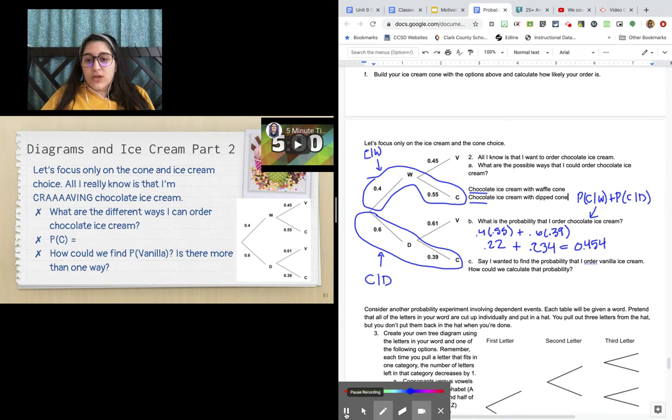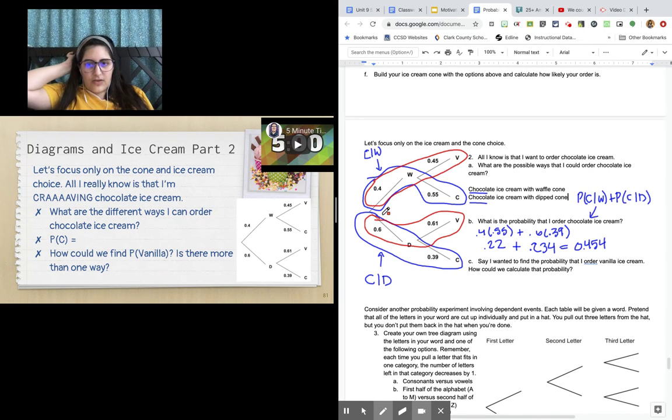So the last question that I have on this one is, okay, if I'm craving chocolate ice cream and my friend that comes with me just wants vanilla ice cream, how could we figure out what the probability of vanilla ice cream is, the total probability? So we could absolutely do the same thing that we just did, right? So I could say, well, what are the paths that lead me to vanilla, right? So I could follow this path that leads me to vanilla, and then I could follow this path, right? Those lead me to vanilla. And I could do the exact same thing that I did up here, right?